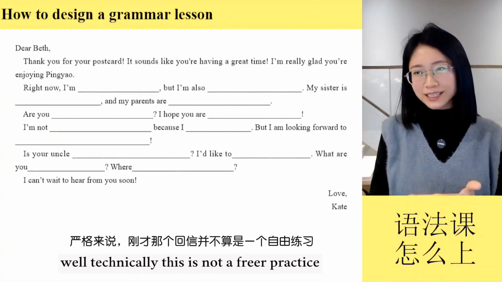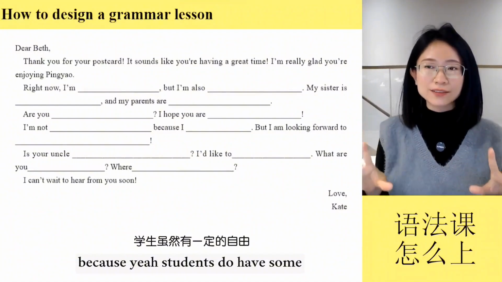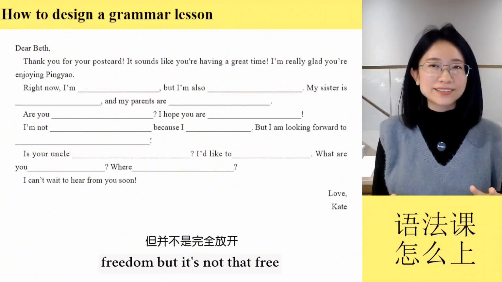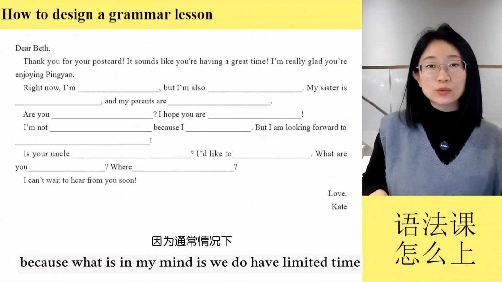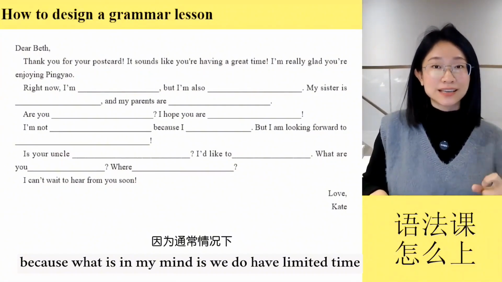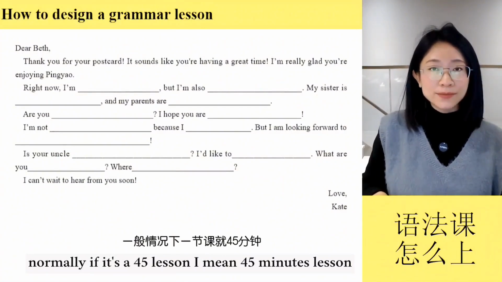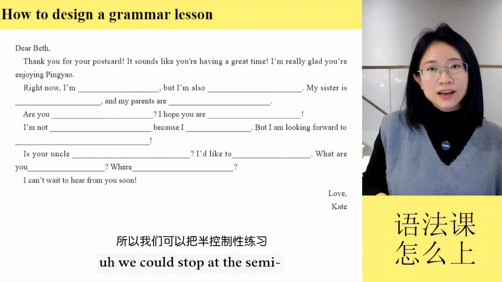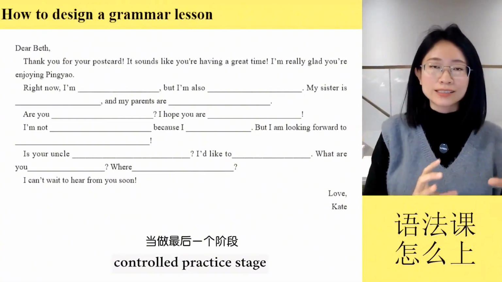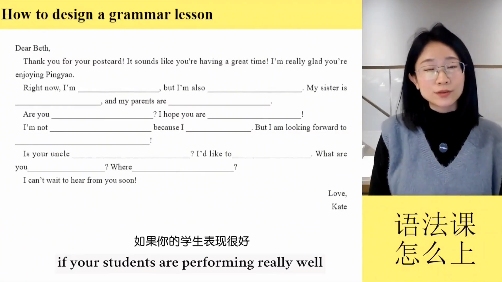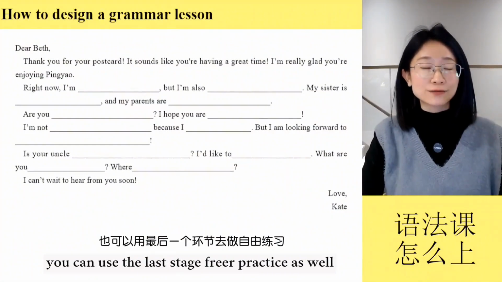Well, technically, this is not a freer practice because, yes, students do have some freedom, but it's not that free, because what is in my mind is we do have limited time in our class. Normally, if it's a 45 minutes lesson, we could stop at the semi-controlled practice stage. But of course, if your students are performing really well, you can use the last stage, freer practice, as well.